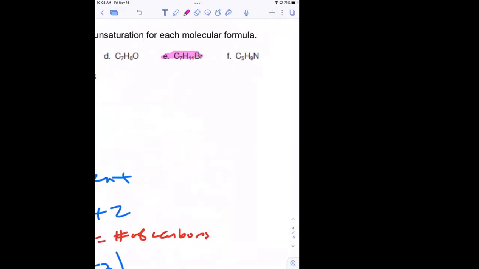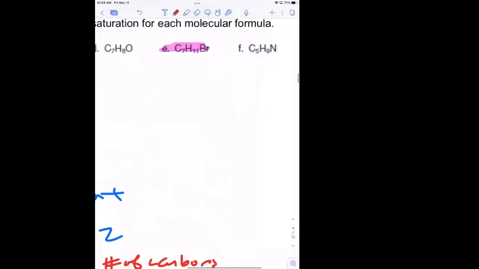the formula is C7H11Br, right? So we need to calculate H rep, and we need to calculate H molecule. Right, so H rep is going to be 2 times 7 plus 2. Is that right? It's going to be 16. And then H molecule is 11. Remember, H molecule is just whatever that number is in the molecular formula. So it's 11 in this case.